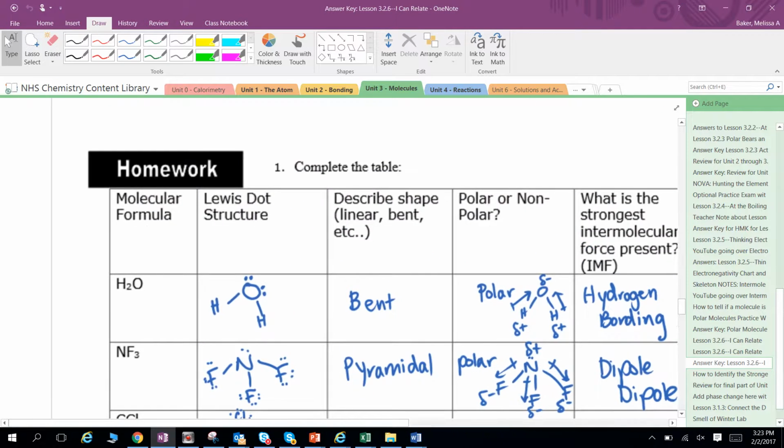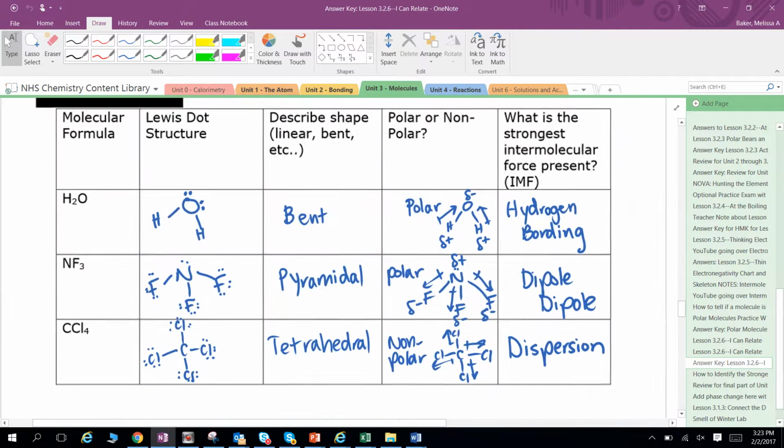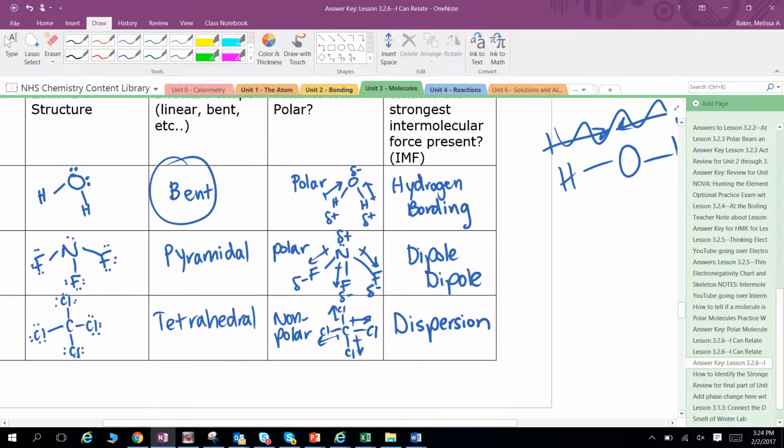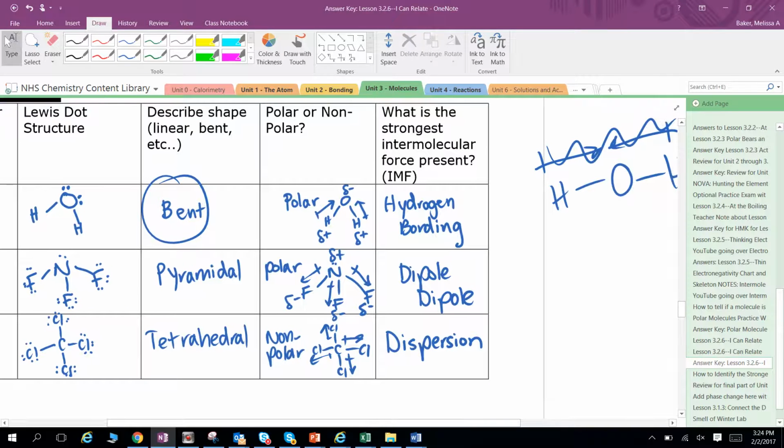Water has a bent shape, and to figure out if it's polar or not, you need to do a couple of things. First, you need to make sure to draw it in the correct shape. If I were to draw water in the linear shape, then it would look like the poles would cancel out, because you would draw an arrow going in and another arrow going in, and it would look like they cancel out. But that's just not the case, because water, since it is bent, that oxygen is pulling up on both of those hydrogens.